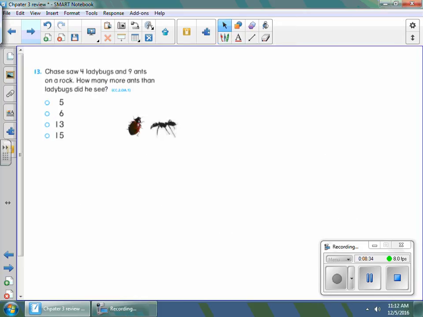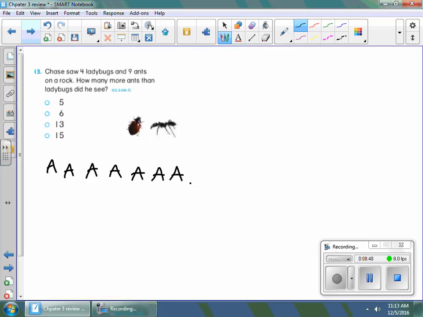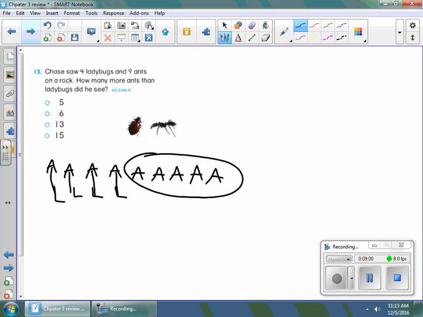Number 13, Chase saw 4 ladybugs and 9 ants on a rock. How many more ants than ladybugs did he see? So ants, 9 ants, 1, 2, 3, 4, 5, 6, 7, 8, 9. 4 ladybugs, 1, 2, 3, 4. L is for ladybug, A is for ant. Match, match, match, match. This is how many more?